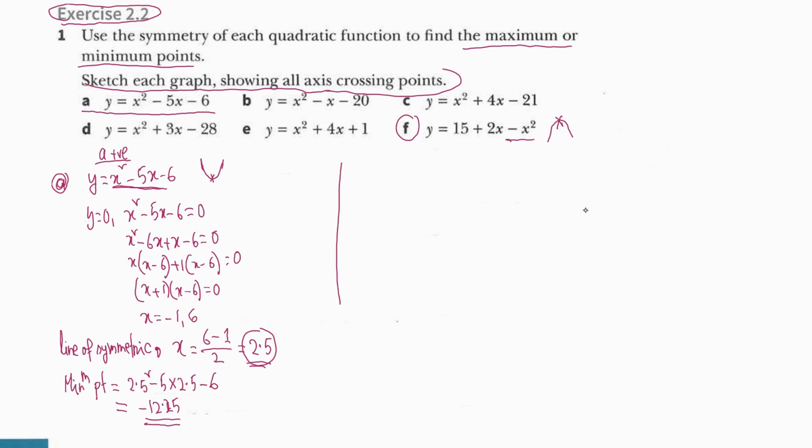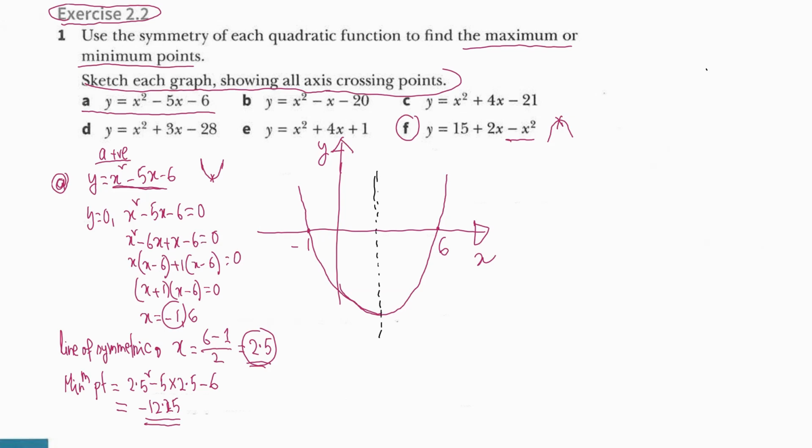You can draw it with an x-axis and a y-axis. This is the x-axis, that is the y-axis, and the intercepts are minus 1 and 6. Let me mark them here: this is minus 1, and 6 is here. Let me draw the curve first. The minimum point lies in the middle of these two points. I'm going to show the line of symmetry here as well, marked in black, passing through the minimum point, and that is the value.